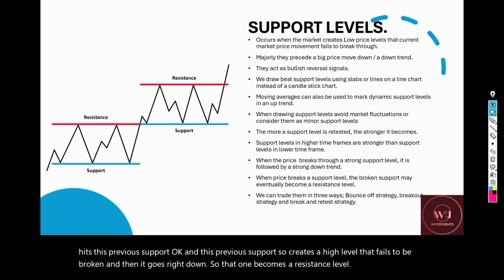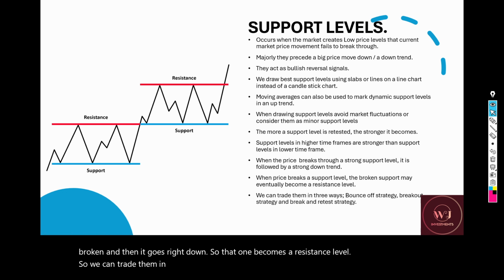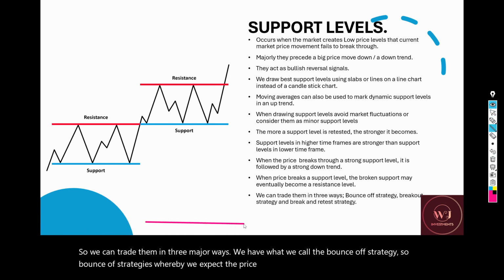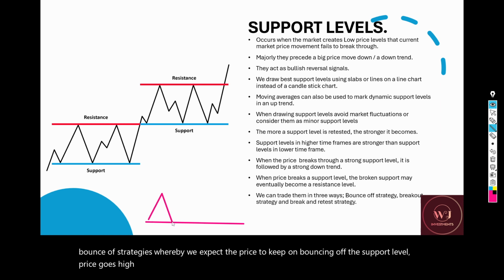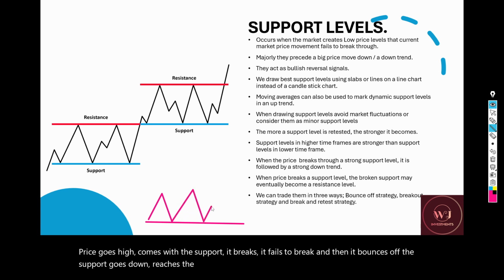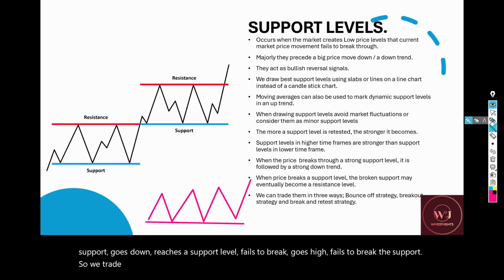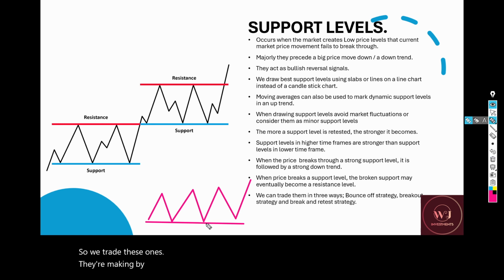So we can trade them in three major ways. We have what we call the bounce off strategy. The bounce off strategy is whereby we expect the price to keep on bouncing off the support level. Price goes high, comes to the support, fails to break, and then bounces off the support, goes down, reaches a support level, fails to break, goes high. So we trade these by making buy orders from this support level using either candlestick patterns or different indicators.